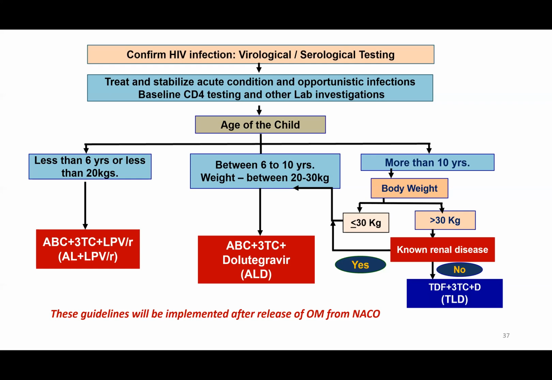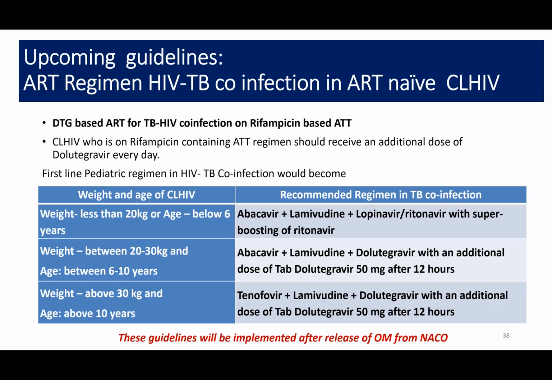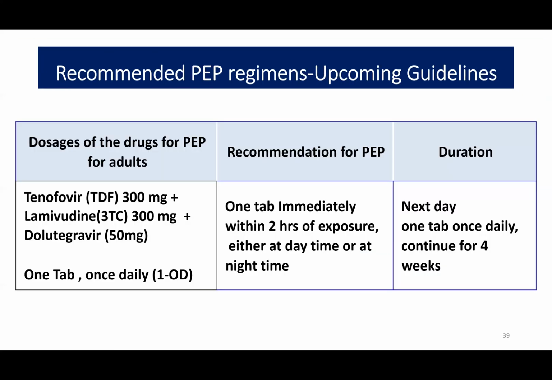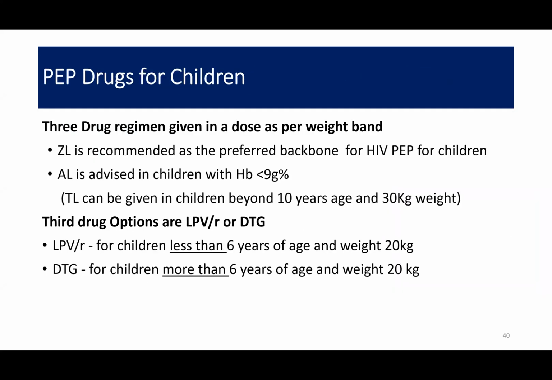So in HIV TB co-infection, like we discussed, DTG will be in dual dose, and also in the pediatric age group, we may need to use super boosting of ritonavir if it is required. For post-exposure prophylaxis, the current preferred combination is TLD or TL plus lopinavir ritonavir, but that will be changed to TLD whenever TLD is available. So that will be again communicated by NACO. Duration of ART for PEP and everything remains the same as per the post-exposure prophylaxis guidelines.